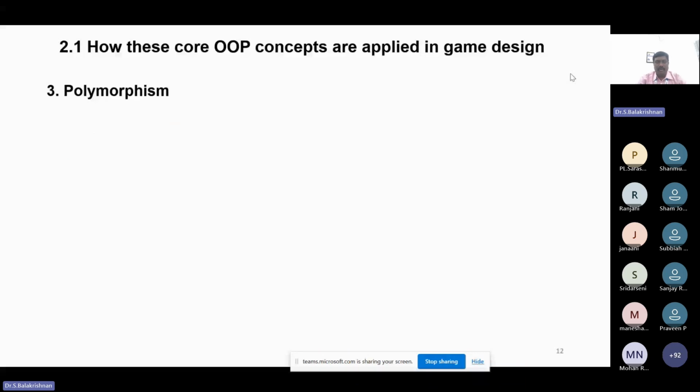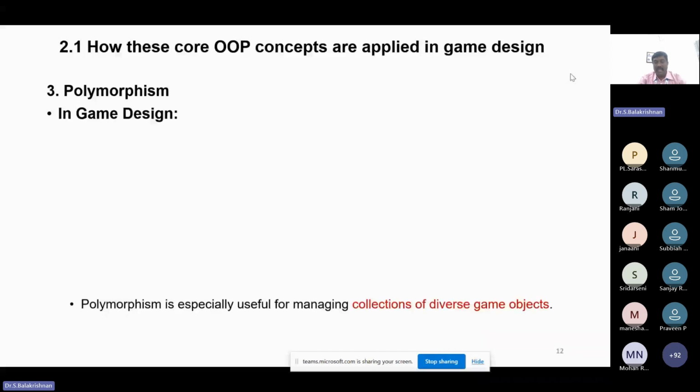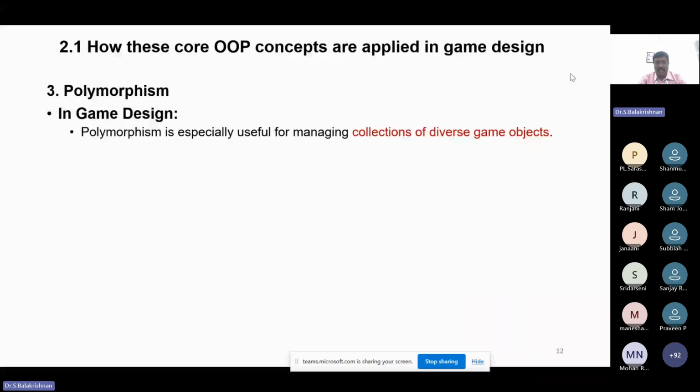We know polymorphism allows an object to be treated as an instance of its parent class, even when they belong to different subclasses, enabling the use of one interface to support multiple implementations. But particularly in game design, polymorphism is useful for managing collections of diverse game objects. So that's a very important thing in that case.